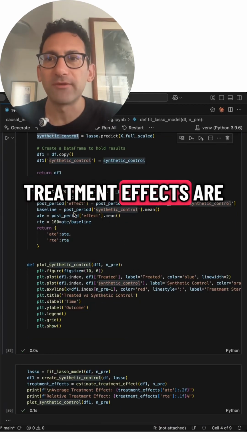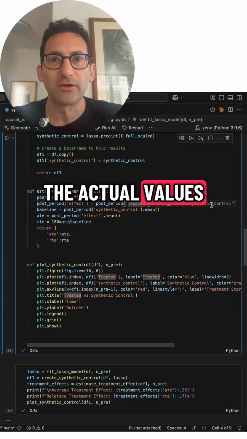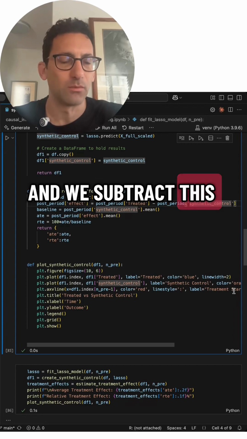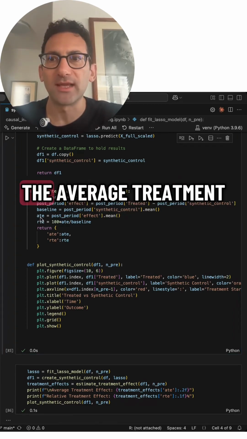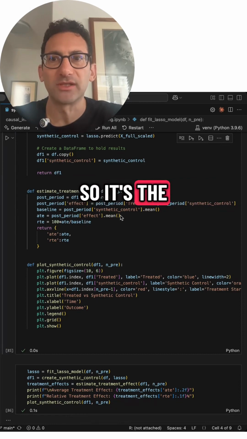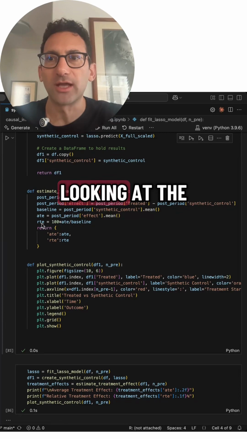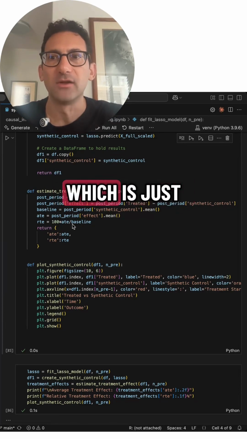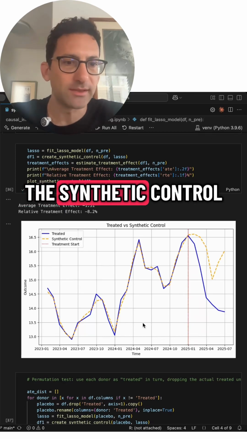And then the treatment effects are really just in the post period where we take the actual values and we subtract this weighted average of synthetic control. We can then look at what the average treatment effect is. So it's the average effect over that period, as well as looking at the relative effect, which is just dividing it by the baseline. So this is what the synthetic control looks like.